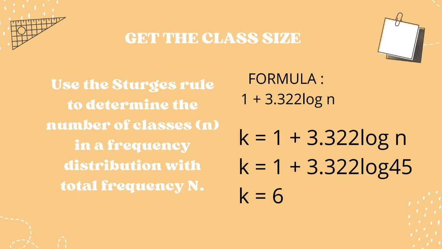Then solve for the class size or k. The formula we have is 1 plus 3.32 log n. n is the total of the frequency. Substitute the n with 45. The answer we got has decimals. Round off because our needed answer must be a whole number. That's why the k is equal to 6.